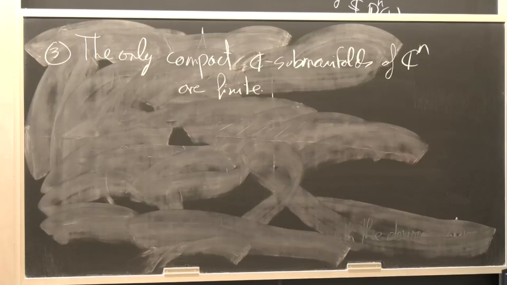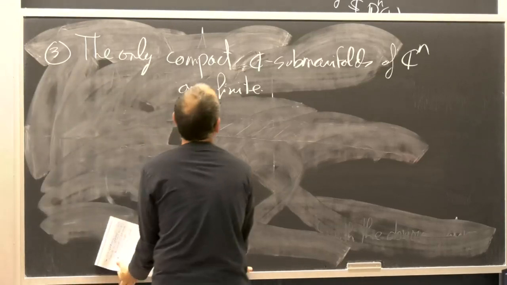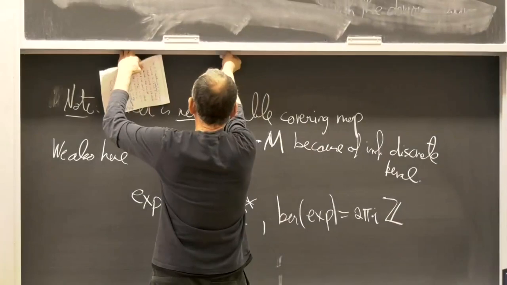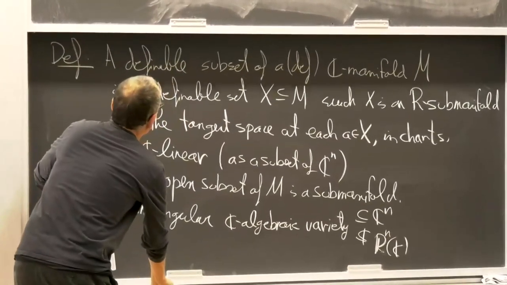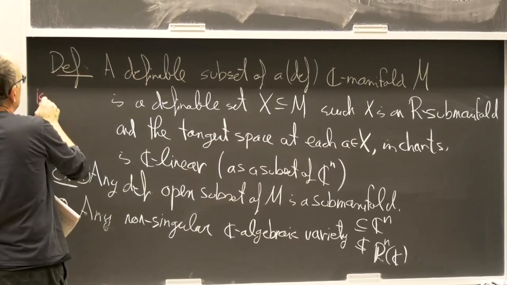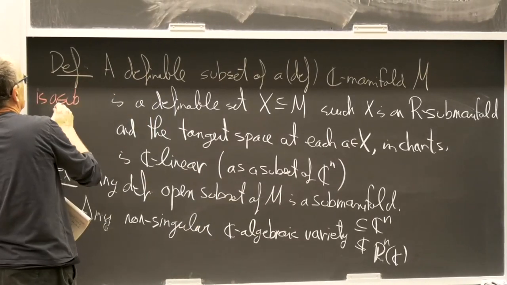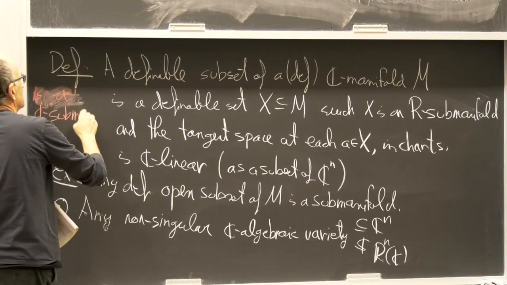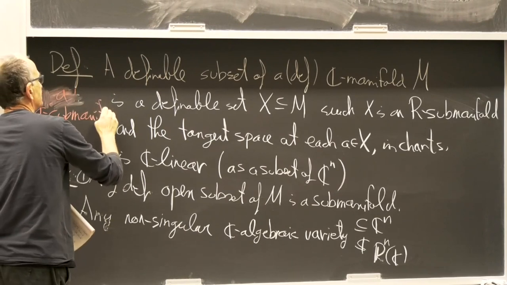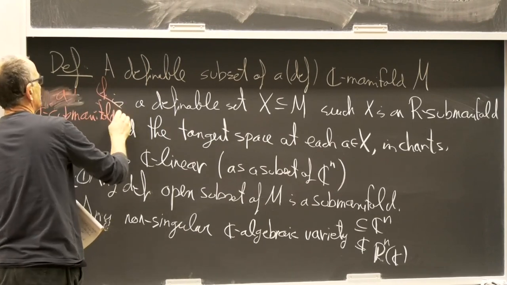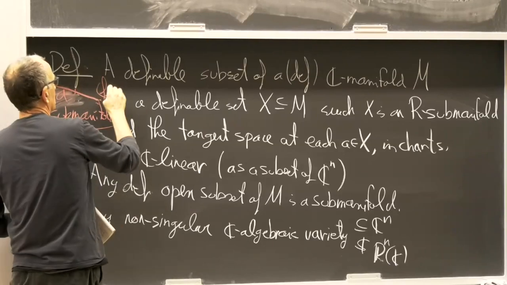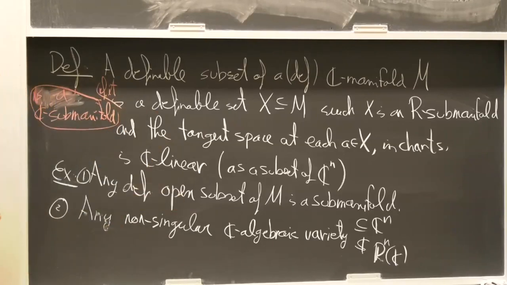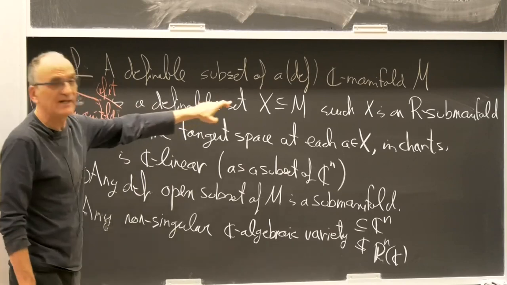The definition is defined as submanifold. Yeah, the word is missing here. A definable subset of C^N is called a complex submanifold. A definable subset of a definable C manifold M is a complex submanifold if it is a definable set.